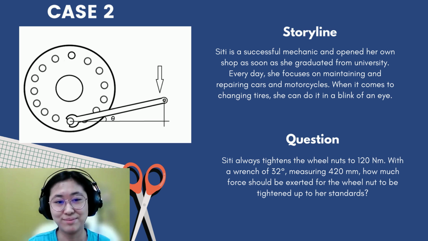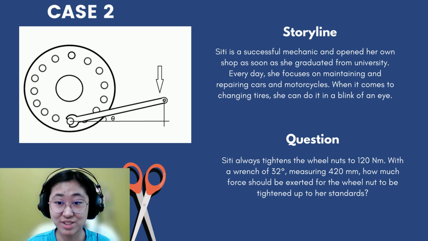And here is the question. Siti always tightens the wheel nuts to 120 newton meters. With a wrench at an angle of 32 degrees, measuring 420 millimeters, how much force should be exerted for the wheel nut to be tightened up to her standards?